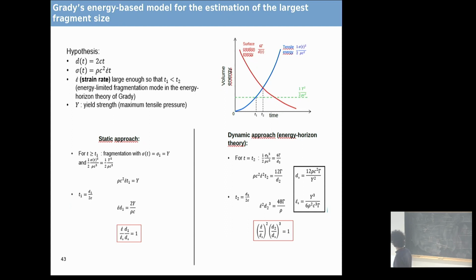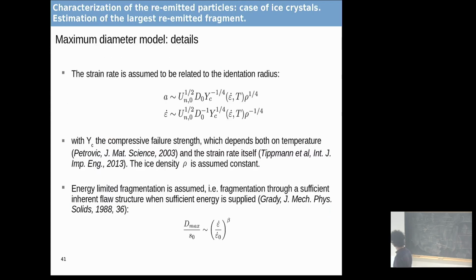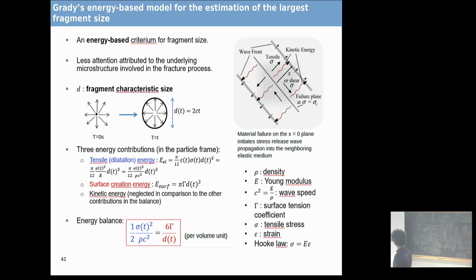If now you focus more on the dynamic approach, which is the approach from Grady, you say that this increasing function of tensile energy is equal, for a given time, to the decreased energy of the ice particles. And after some computation, you find this law, and the coefficient beta is not 1. It's not 1, but minus 2/3.